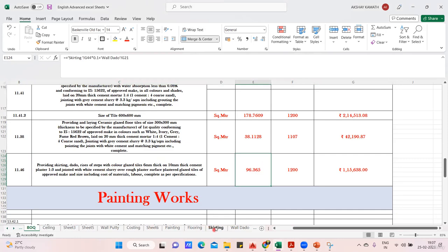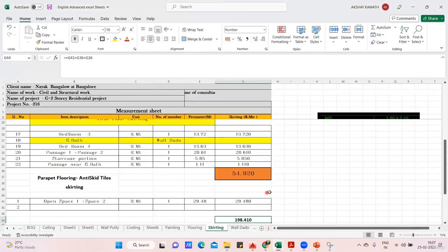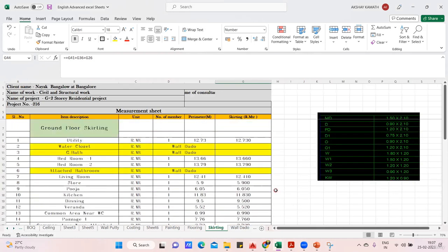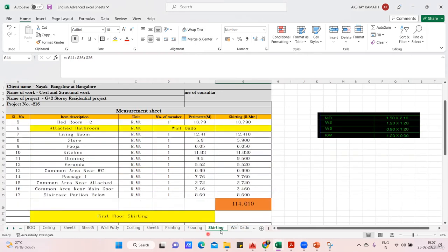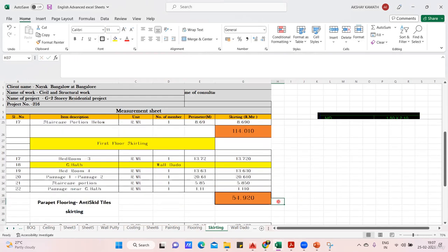Very simple. First, you go to the skirting, you find the area of this in the skirting. So this is running meter. This is the skirting area, and I have only written the running meter. For area, what you are supposed to do is multiply this by 0.1, and you'll get the area. Okay, 11.40. Again, this will be 54 multiplied by 0.1, and you'll get the area.